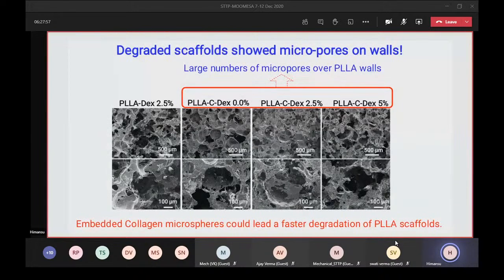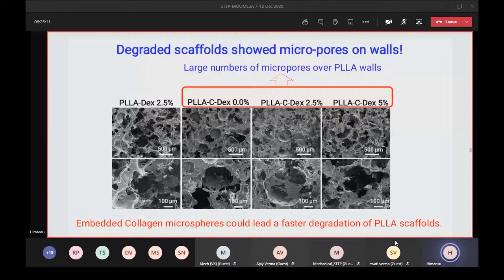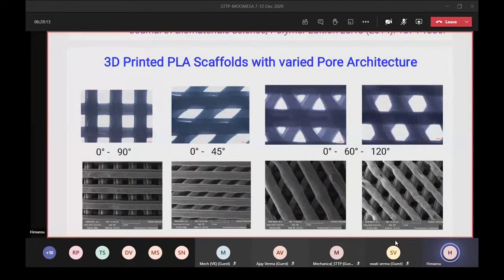That means the cells will be seeded over the substrate, and immediately the cells will be fed over that. This is the most important. Okay, so the embedded collagen spheres could give a faster degradation than PLLA. Another thing is that we are also working on the 3D printing part.